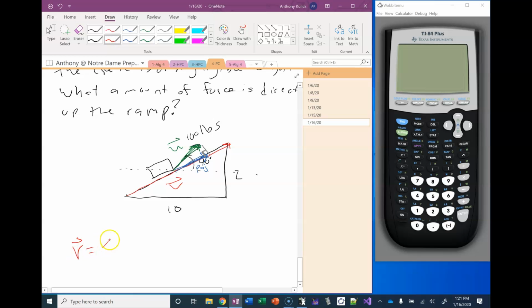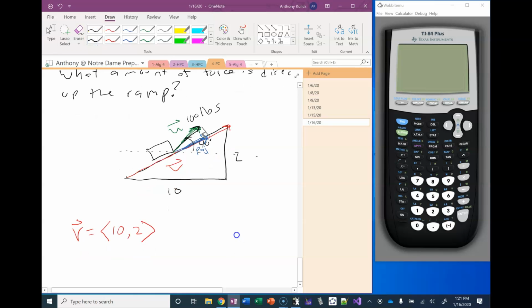Since we're given a length and a height for the ramp, it's easy to see that the vector v is going to be the vector 10, 2. Is everybody okay with that? That was just the horizontal part and then the vertical part. That's going to describe that vector v, the red line that we've drawn there. Everybody good there? Okay.